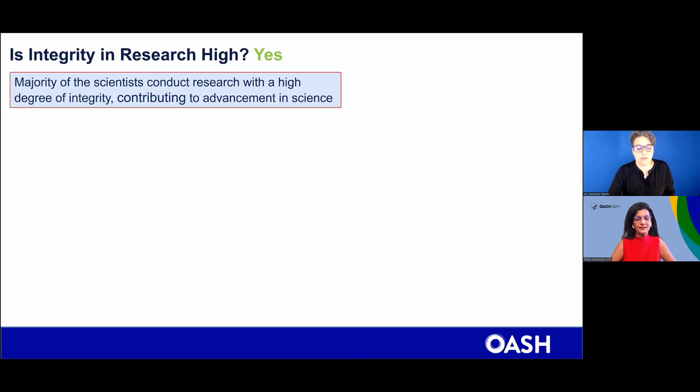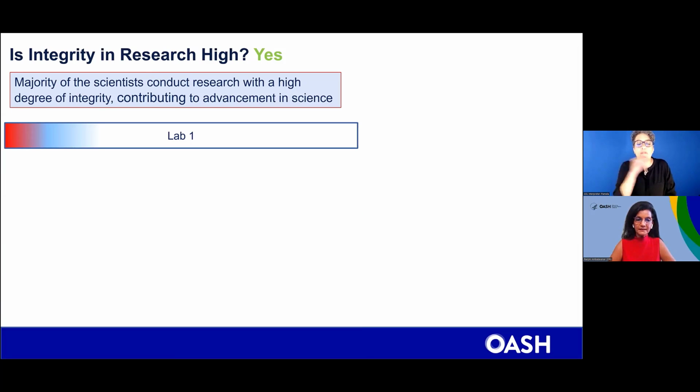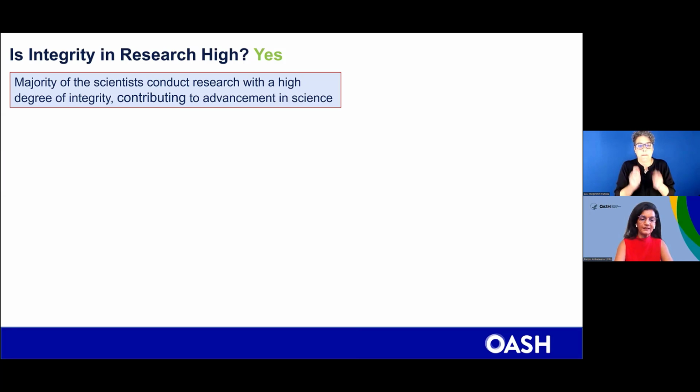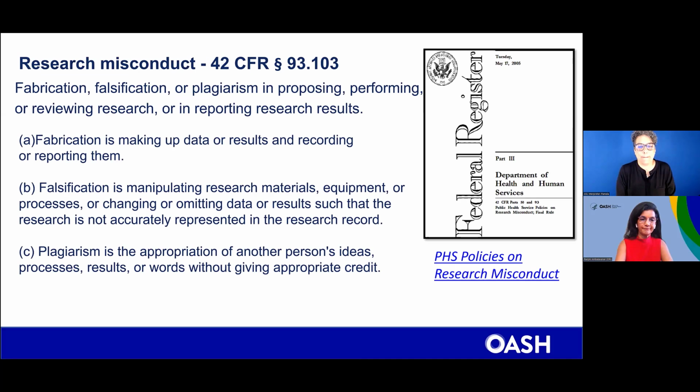Falsification is manipulating research materials, equipment, or processes, or changing or omitting data or results such that the research is not accurately represented in the research record. Plagiarism, as you all know, is the appropriation of another person's ideas, processes, results, or words without giving appropriate credit.